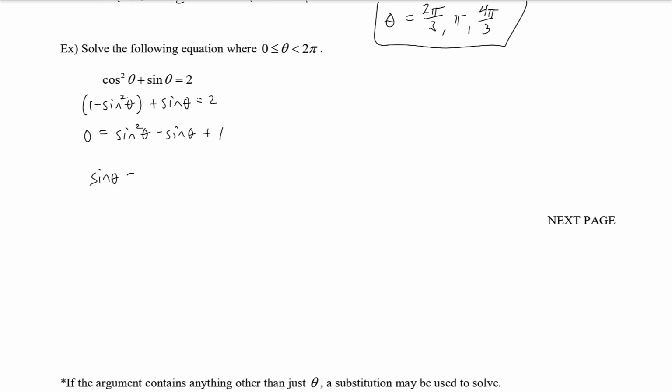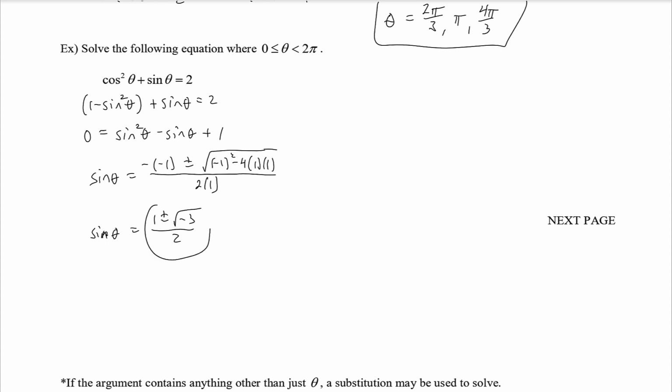So sine theta is negative b plus or minus the square root of b squared minus 4ac, all over 2a. We get 1 plus or minus the square root of -3 over 2. That's non-real. So there are no real solutions. So this is a non-real number, right? This is non-real.